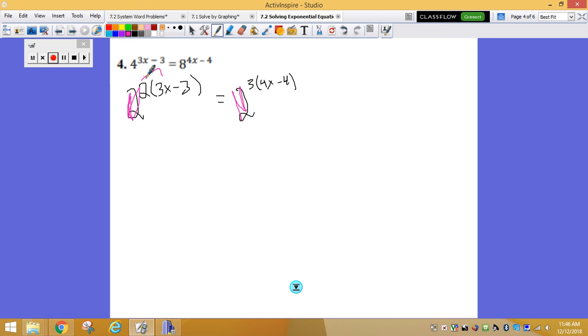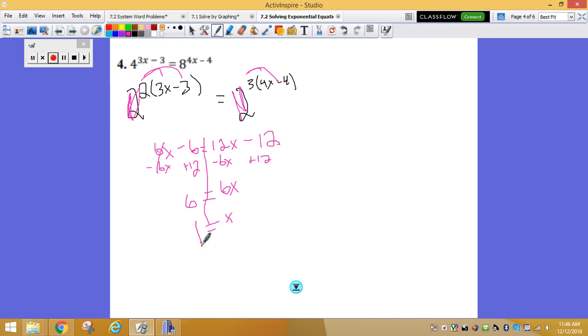I'm going to go ahead and distribute. So I get 6x minus 6 equals, distribute, 12x minus 12. I'm going to subtract 6x, move that over here. So I get 6x. I'm going to add the 12 to move it over here. Negative 6 plus 12 is 6. Divide by 6, and x is 1.